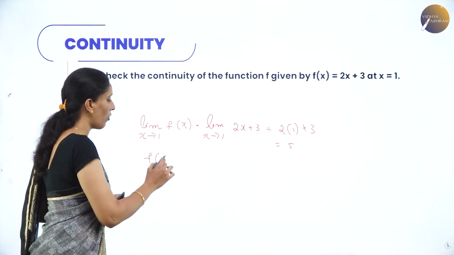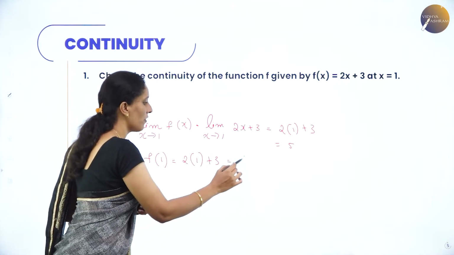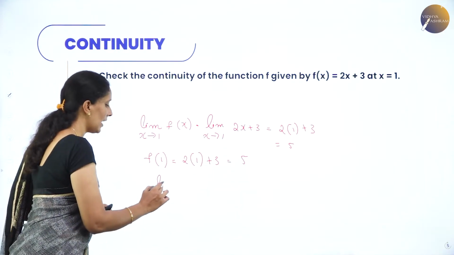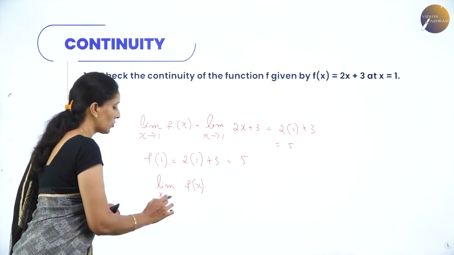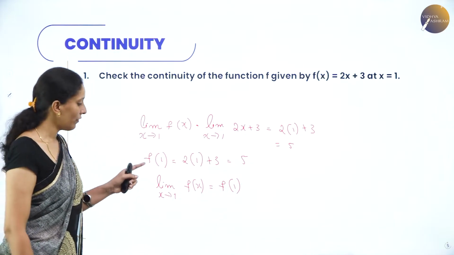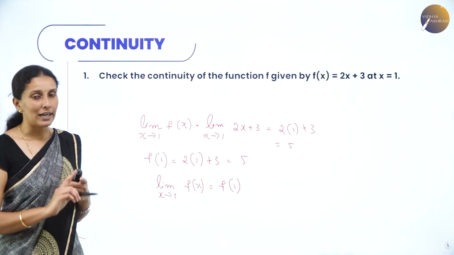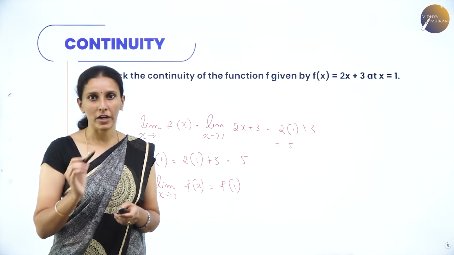What is the value of f of 1? f of 1 is 2 into 1 plus 3, which is again 5. So clearly what we can say, the limit of a function as x tends to 1 is equal to the value of the function at f of 1. So therefore, since they are equal, we can clearly say that this is an example of a continuous function.